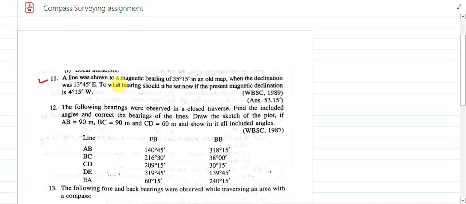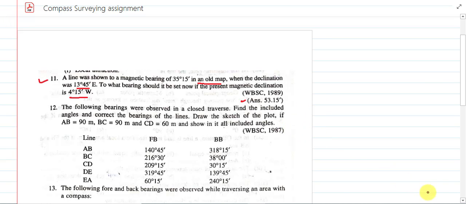A line was shown to have a magnetic bearing of 35 degree 15 minute in an old map when the declination was 13 degree 45 minute toward the east. To what bearing should it be set now if the present magnetic declination is 4 degree 15 minute toward the west? And here is the answer. But now we are going to solve this numerical.